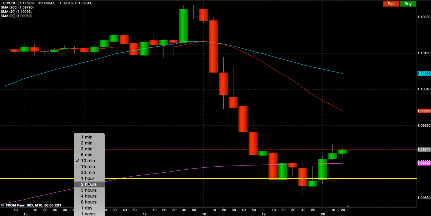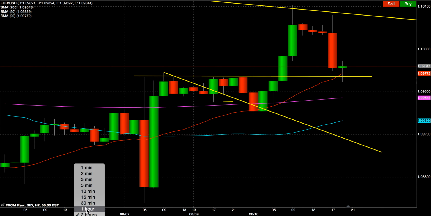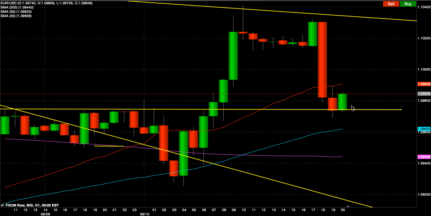Let's take a look at the 60-minute time frame. Yeah, nice engulfing bar. Although keep an eye on this line here. That's the 20-day moving average at 1.09908. Even though this is engulfing right now, technically, the candle's not over, but there's some resistance up here.